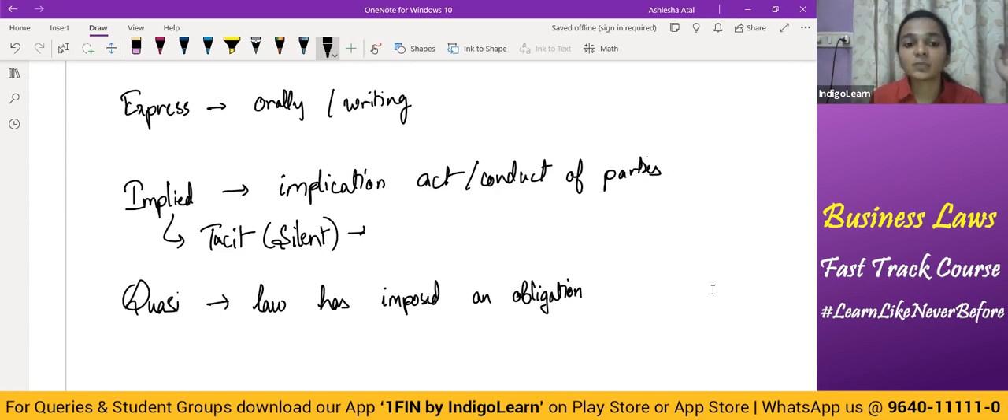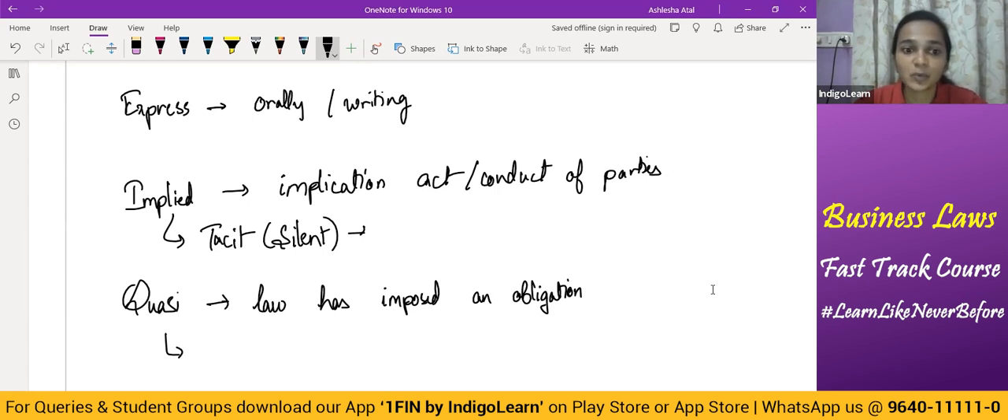Quasi contracts are basically based on the principle to stop unjust enrichment. Unjust enrichment basically means that no one should become rich on someone else's loss. You should not gain from someone else's loss. So quasi contracts are based on that principle. It is not a contract which is actually being made, but which comes into existence because law has imposed an obligation. Is it clear?